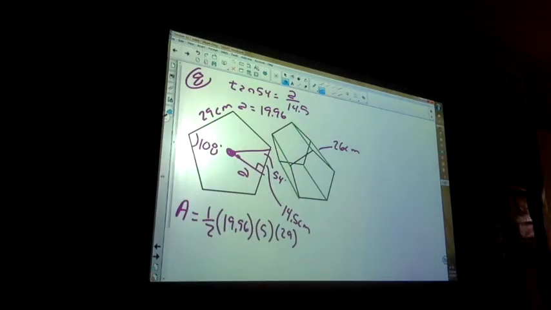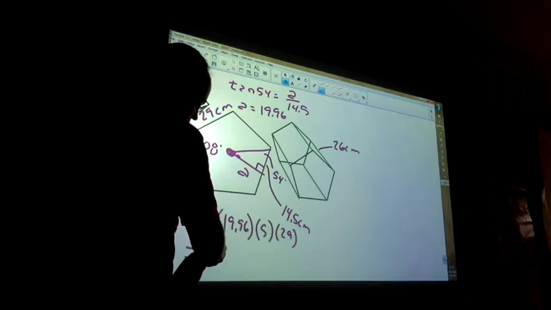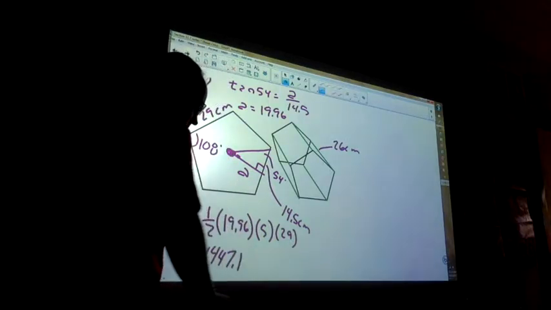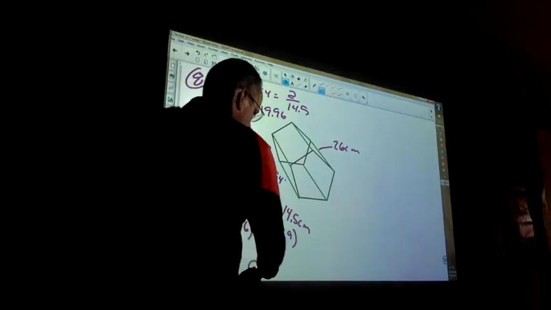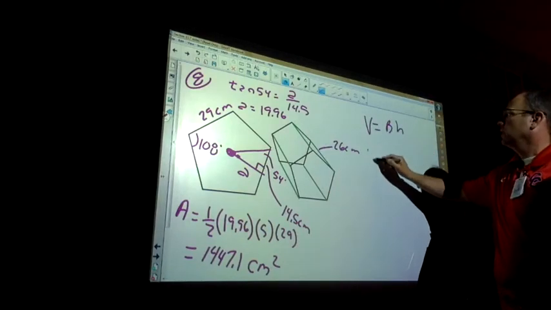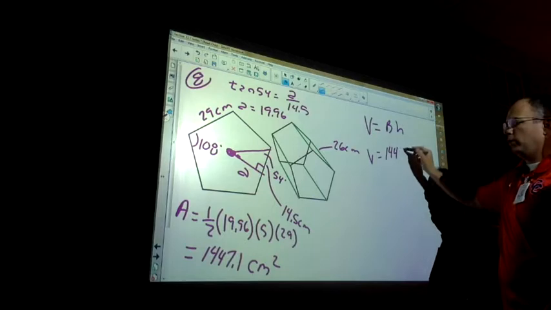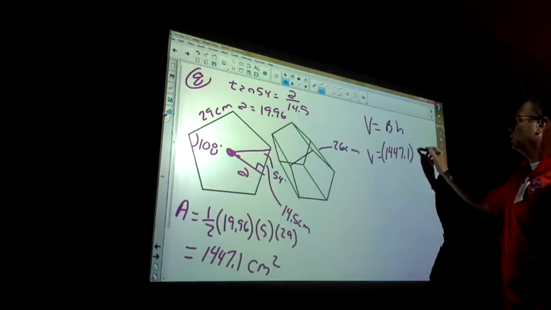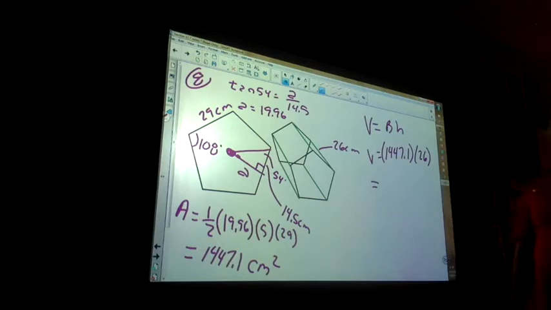All right, let's do some calculating. Just to make sure, and some of you might still be flustered on this, if you multiply 19.96 times 5 times 29, get an answer, and then divide by 2, that would be the same answer as if you were to take half of 19.96 and then multiply that times 5 times 29. So what do you get? 1,447.1. Did I hear that right? Yeah. Cool. And that's in square centimeters. So then my volume is base times height. So my base is 1,447.1 times my height, which is 26.